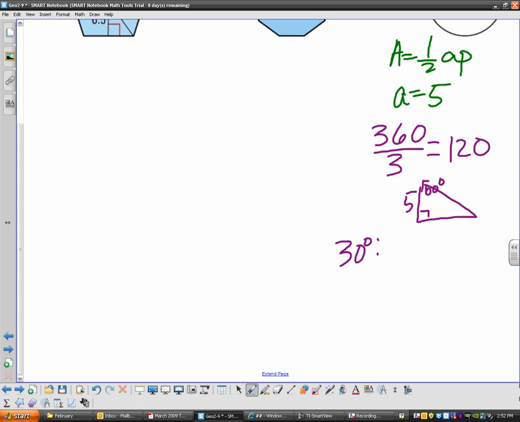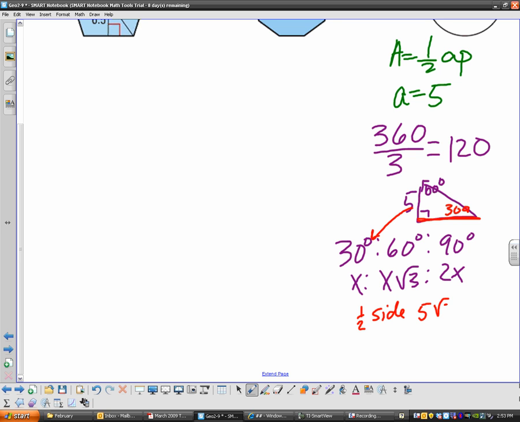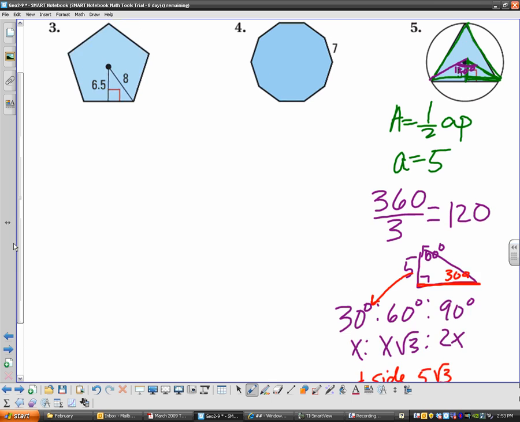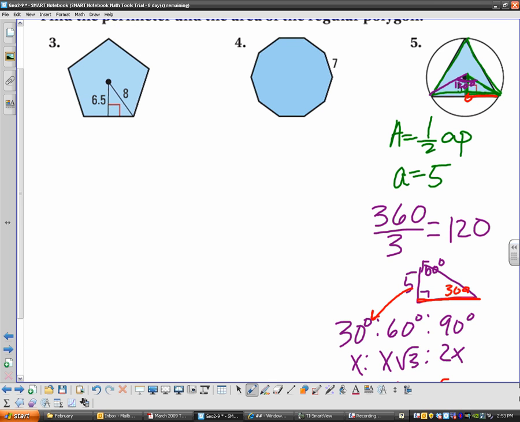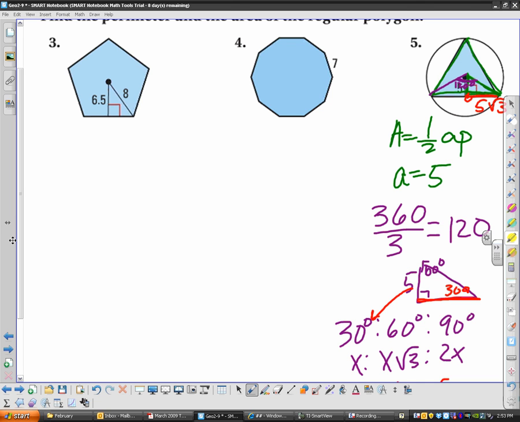Remember the ratio of sides in a 30, 60, 90 triangle is x, x radical 3, 2x. I need to find this side. They gave me the x, they gave me the short side that's opposite 30. So half of the side of the triangle is 5 radical 3. Let's go back up and look at the triangle. This length here is 5 radical 3. So that means that the whole length of the side of the triangle is 2 of those, or 10 radical 3.